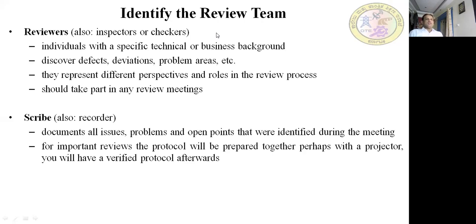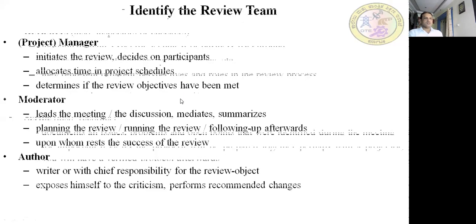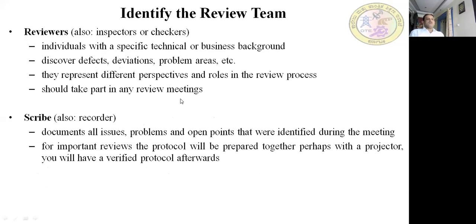So these are the 5 members available in a team. The first one was the manager. The second person was moderator. Third is author. Fourth is reviewers, and fifth is scribe. Go through this one.